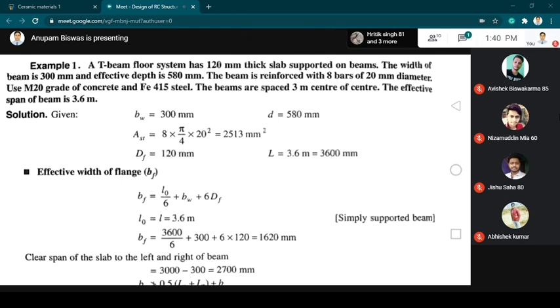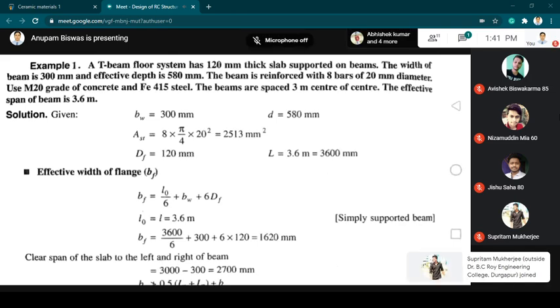So the effective span we can also get from here. The effective span of the beam is given as 3.6 meter. So given we have the depth of flange, the slab thickness, the width of beam BW, and the effective depth. The area of steel we can find out from 8 bars of 20 mm. With this, the first step is to find the effective width of flange, that is BF.